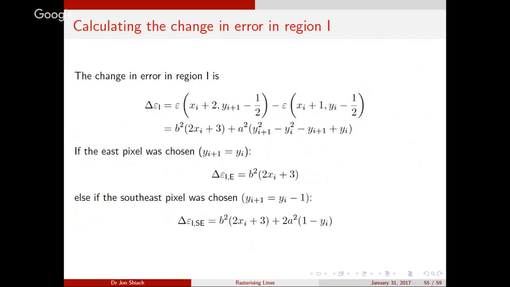The change in error is again exactly the same as the midpoint algorithm. You take the midpoint 2 pixels along, take that error, and subtract from it the error at the midpoint 1 pixel along. Essentially just lots of multiplying out and algebra, so you get down to this. If the east pixel was chosen, we don't change the y, and that's our updated error. If the southeast pixel was chosen, we subtract 1 from the y, and that's our updated error. I'm going through this fairly quickly. It's just an exercise in algebra, not something I'm going to get you to do.